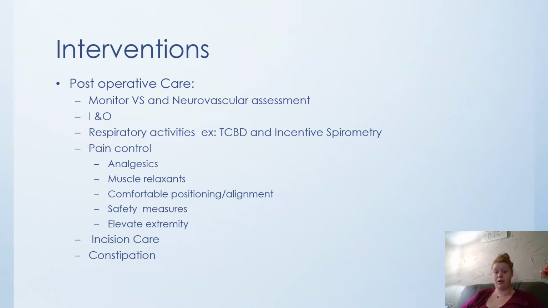Then we do get to postoperative care. So they've had their surgery. They now have a nice incision on their affected hip, and we are taking care of them after surgery. We're going to want to monitor their vitals and their neuroassessment because we still don't want tissue damage below the injury. We're going to monitor intake and output. We want them to do respiratory activities and incentive spirometry. We don't want to add complications to their hip fracture by having atelectasis occur.